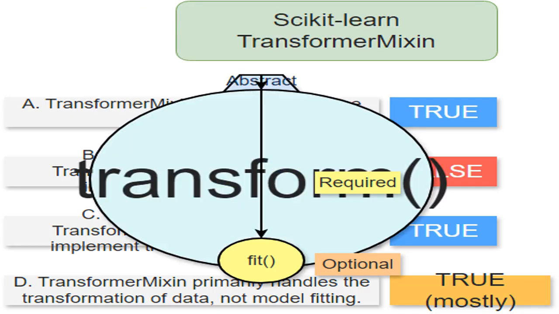Now, the transform method is the heart of the matter. This is where the actual data transformation happens. Every transformer needs to have this function. It's the essential part. Think of this as the chef actually cooking the food. The main event. Without transform, you wouldn't have a working transformer, because the transform is what does the data manipulation such as scaling, encoding, or feature extraction.